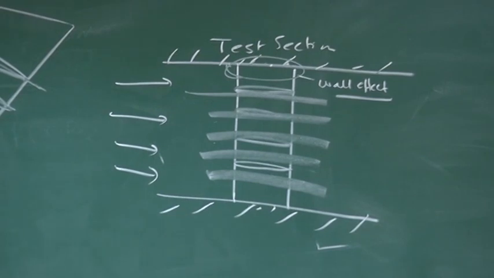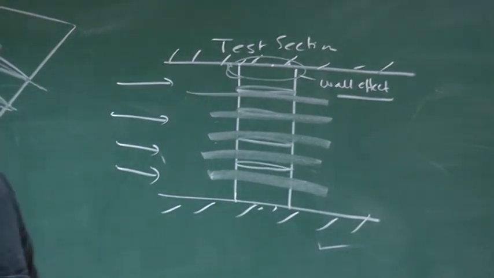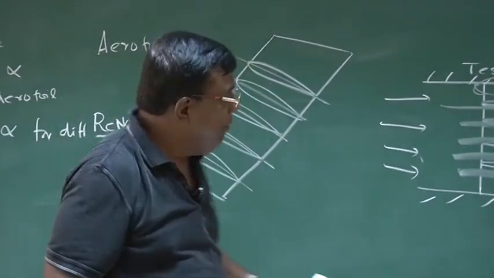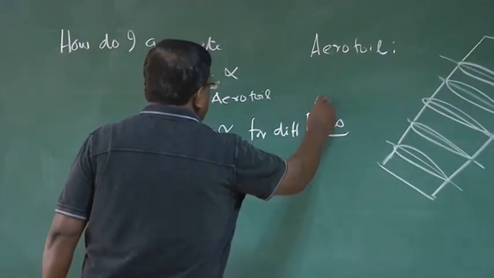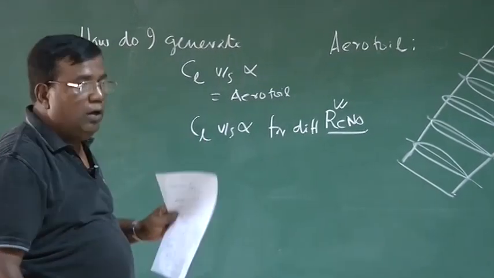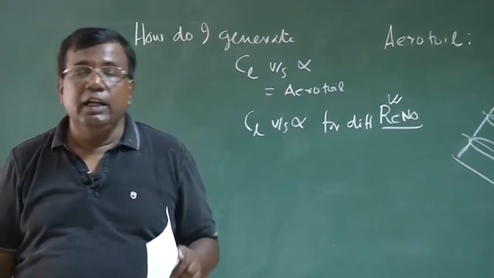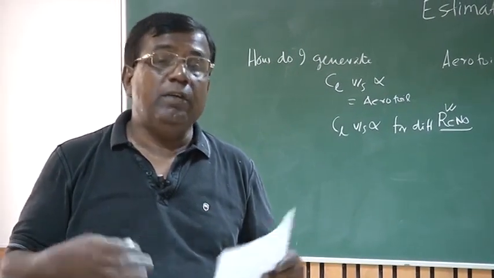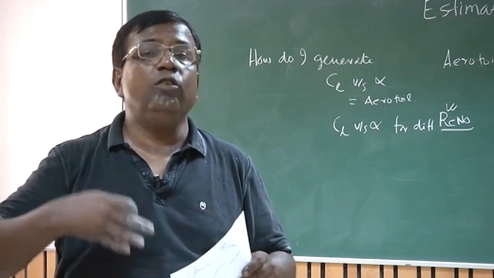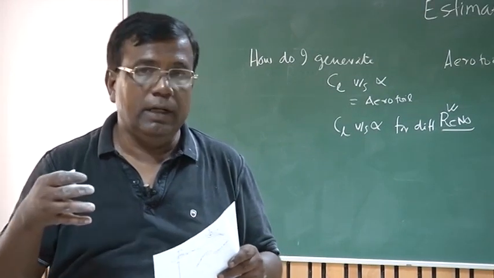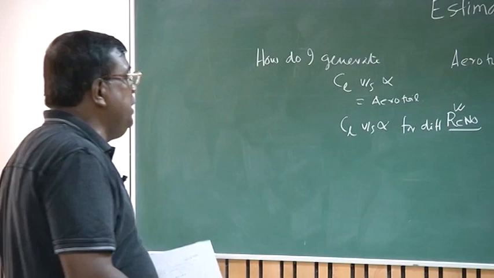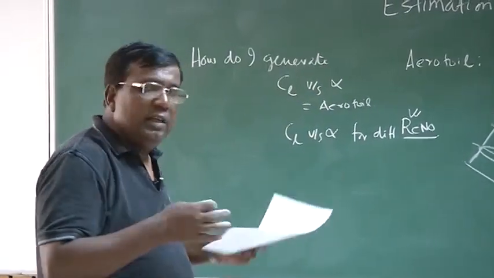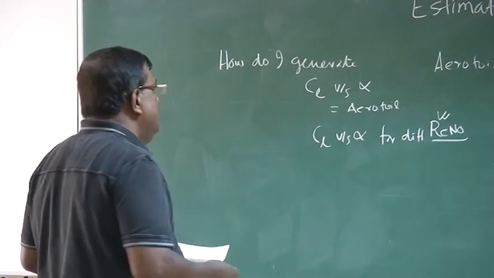So I will put a load balance, I will go on measuring CL for different angles. But since it is for Reynolds number, I must ensure what is that angle and what is the Reynolds number. So I can go on generating different values of CL for a given angle, and I go on changing the Reynolds number. Okay? I can change the Reynolds number by changing speed, by changing density of air inside the tunnel. So many combinations are there. I can change the Reynolds number.